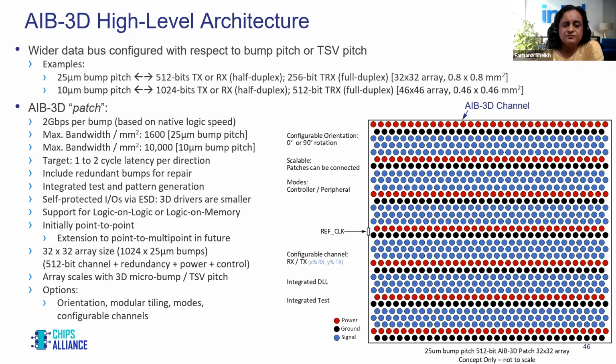The other cool options that we want to support is the ability to reorient the patch. For example, rotate it 90 degrees and still be integratable with your IP if needed. We want to support tiling. So if you wanted a larger patch, you could use multiple of these modular patches and put them together, and we'll specify how you might do that in terms of both power and ground distribution and also clock distribution. And then we also want to be able to configure the number of channels.